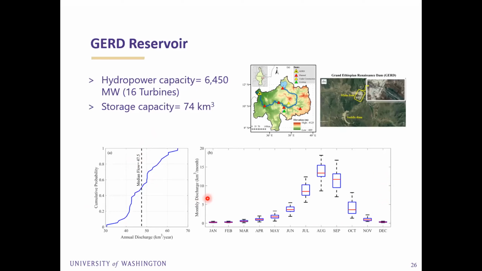And in terms of the monthly variations, you can see most of the stream flow, or most of the precipitation, happens in the summer between June and October. And the peak stream flow is in August.